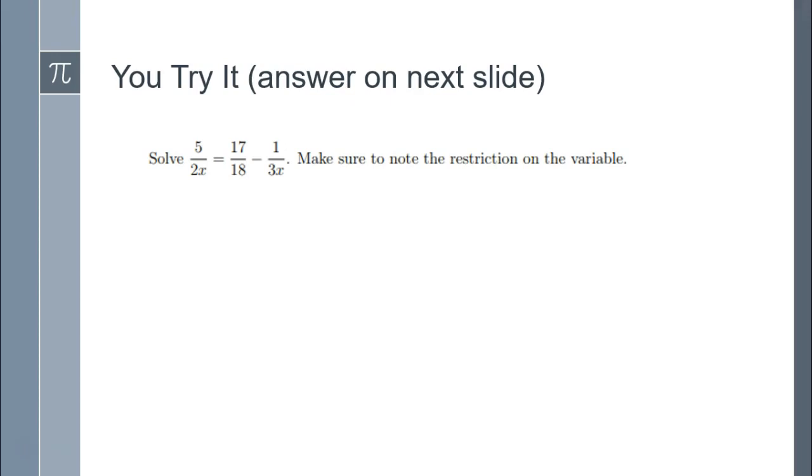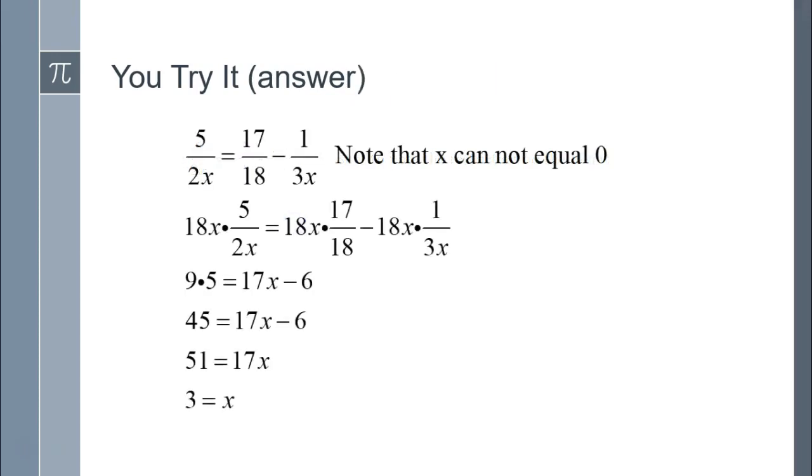Okay, you've started the video again, so I assume you're back. Here's the answer with some steps written out. So the restriction you should have noted was that x cannot be 0. You can simply write that x with an equal sign with a line through it, 0: x not equal to 0.